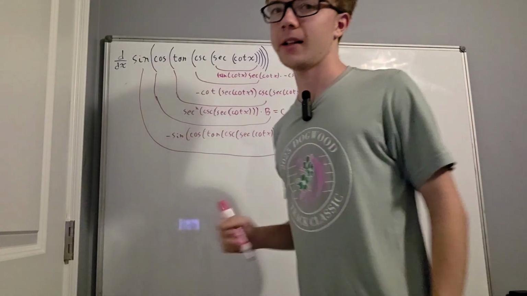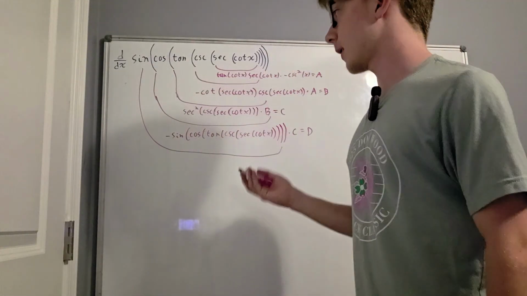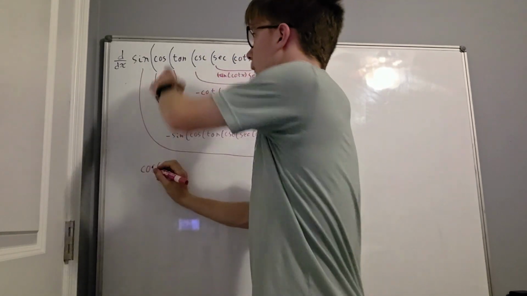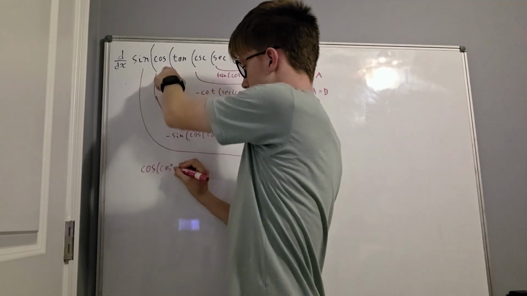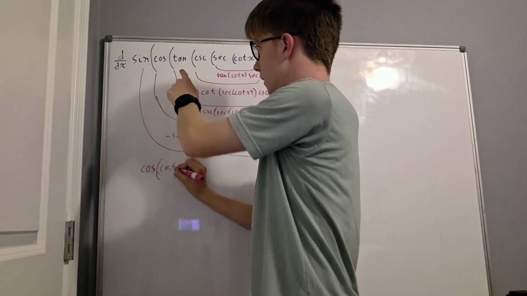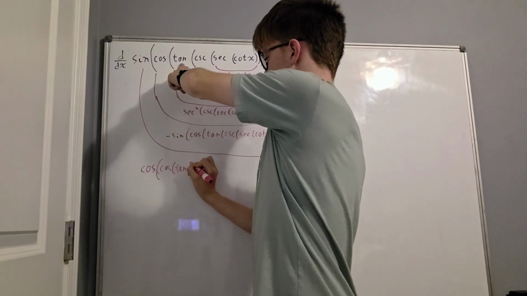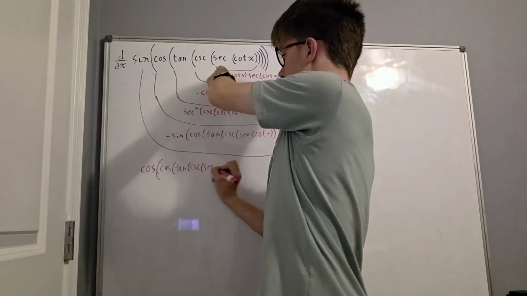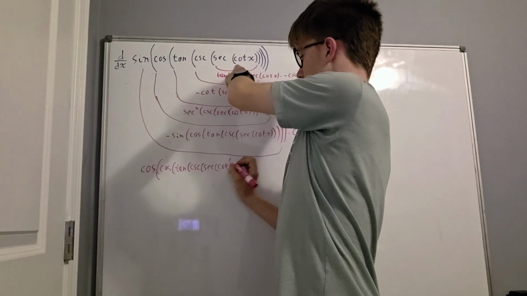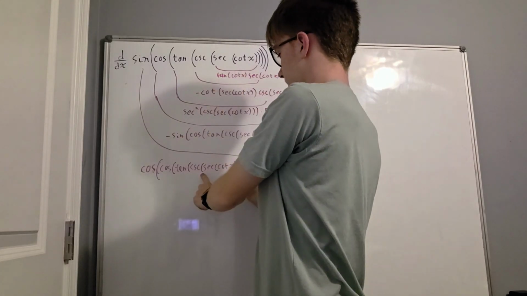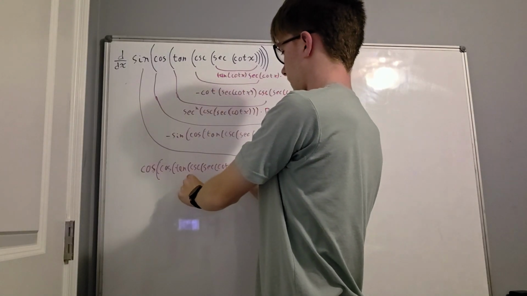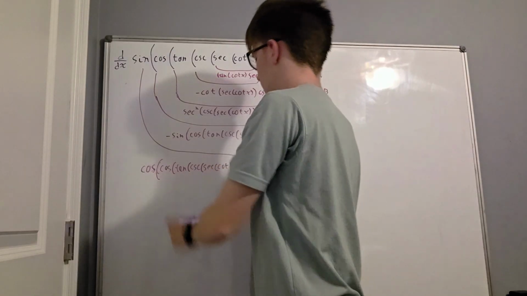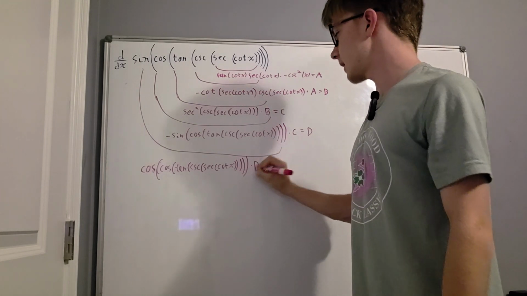So from here, we got the sine. The derivative of the sine function is just cosine. So now we're at cosine of cosine. Make that really big. Of tangent of cosecant of secant of cotangent of x. Bam, bam, bam. Wait, 1, 2, 3, 4, 5. Times what's left over? D.